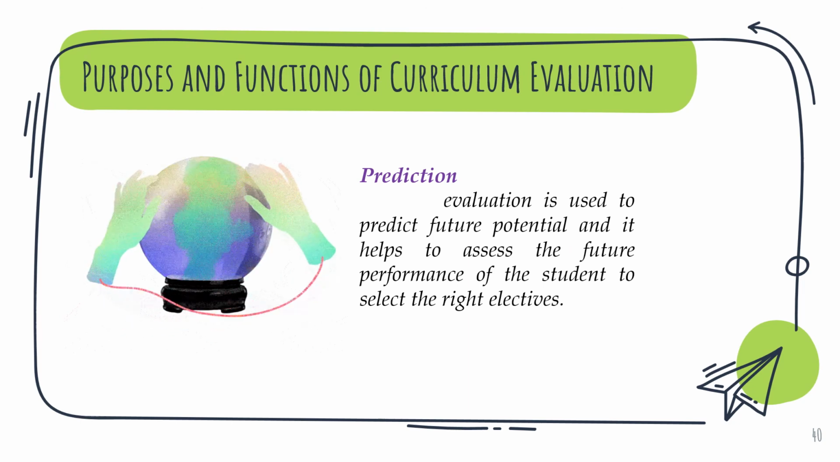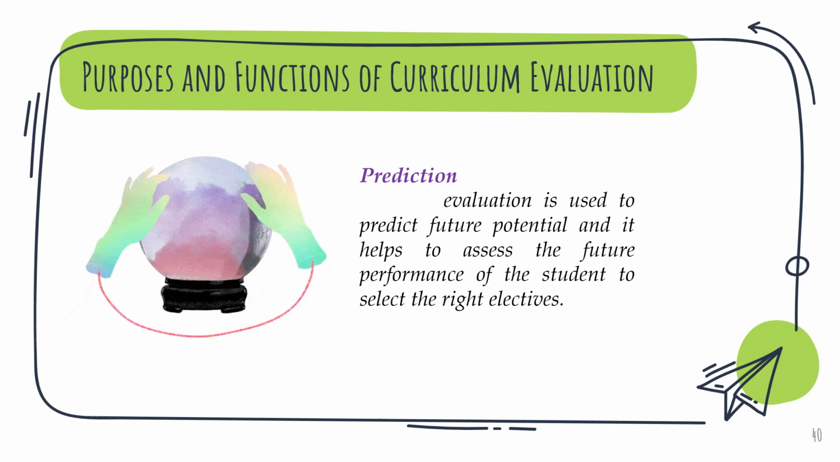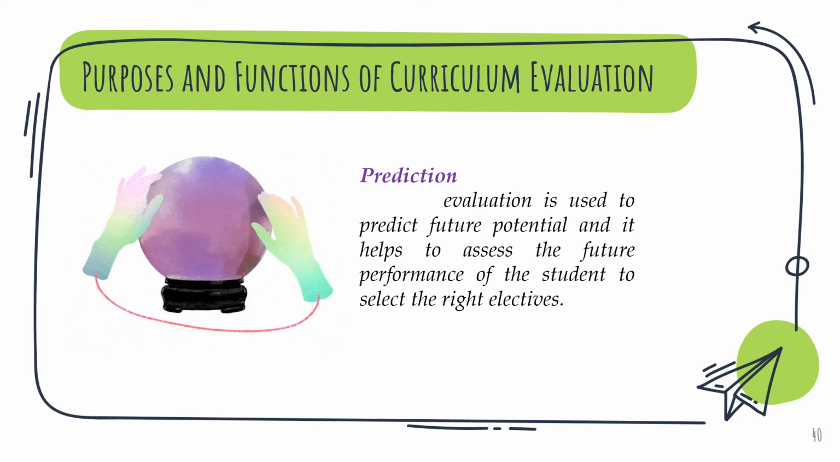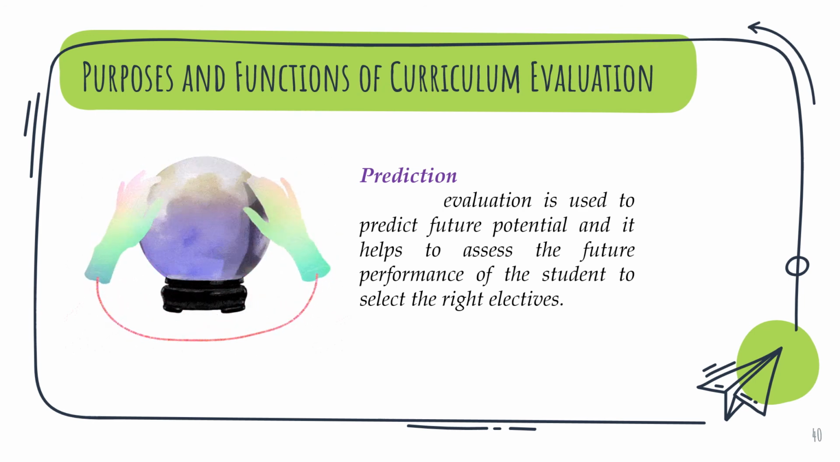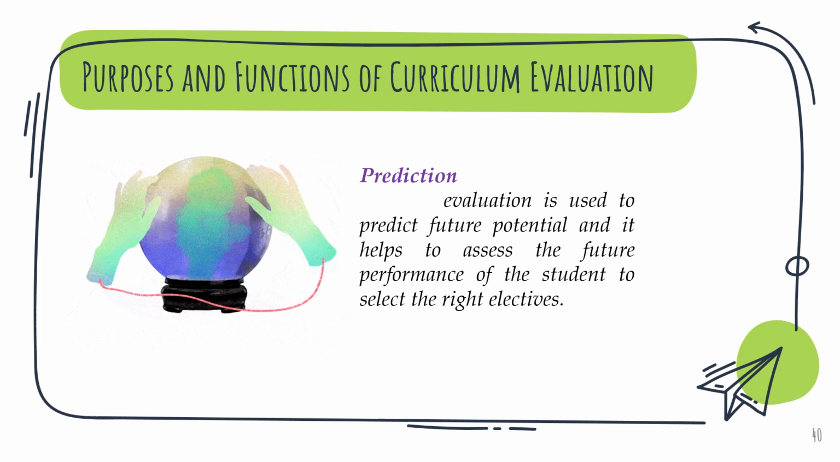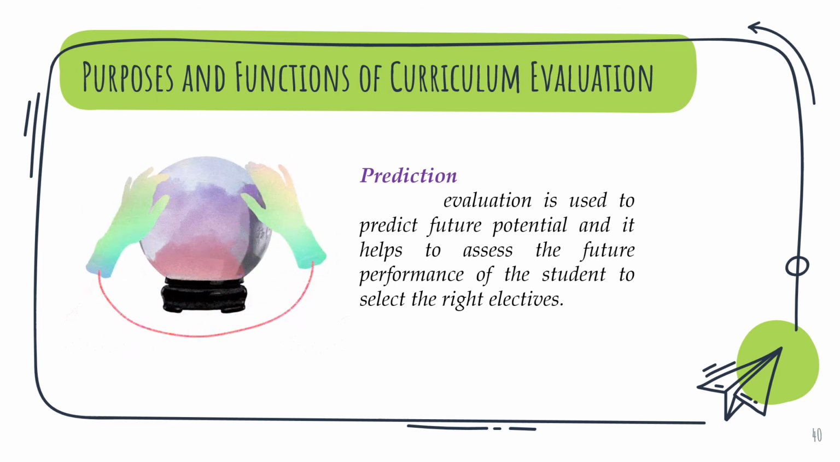First is prediction. This is the purpose served when evaluation helps us to discover potential abilities and aptitudes among the students. Evaluation results are used as an important factor for selection for employment and for entry to higher education. In technical and commercial training, success at one level opens the possibility of training at a higher level. In all the above cases, evaluation is used to predict future potential, and it helps to assess the future performance of the student to select the right electives.